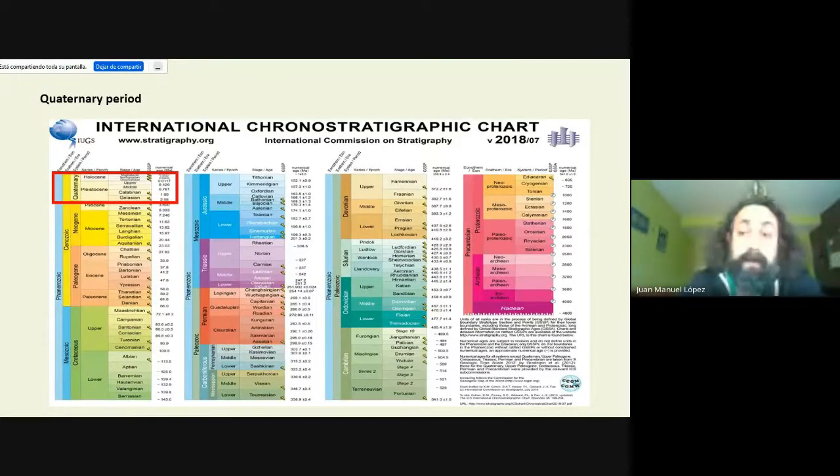This is the period of the evolution. I made this chronostratigraphic chart because, as you can see, the Quaternary is a small period, and these small mammals evolve really very quickly in a short period of time.